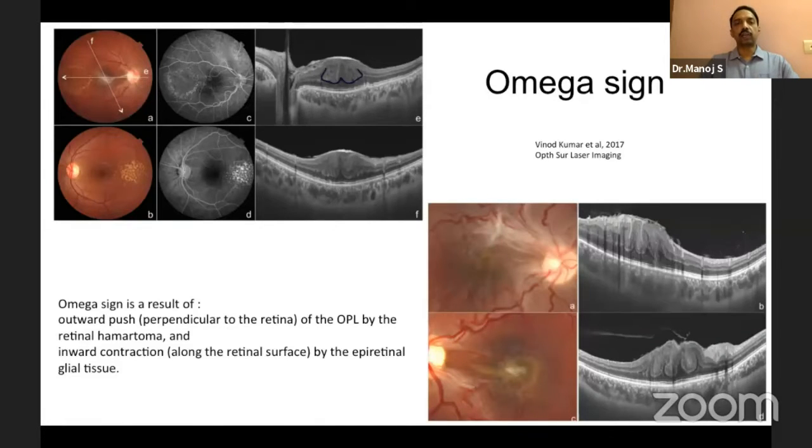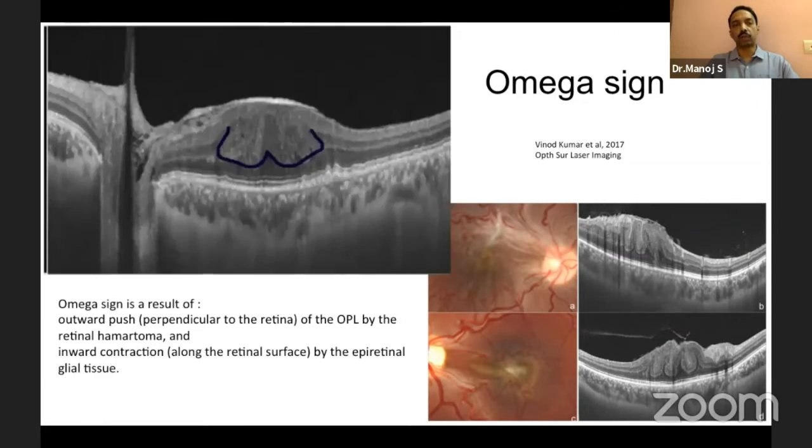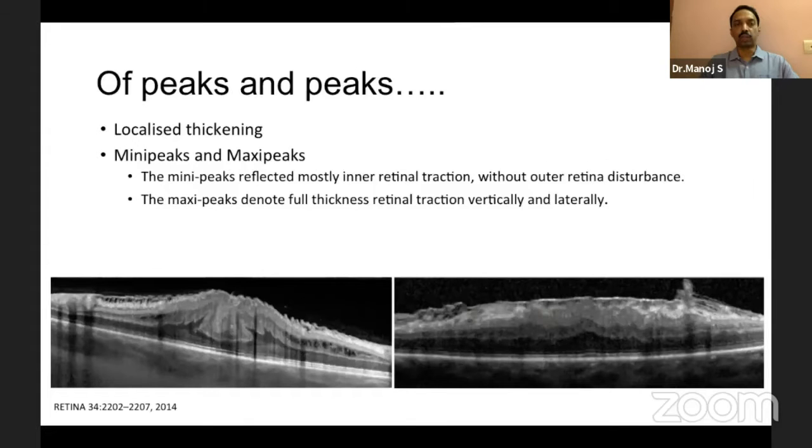So omega sign is a sign that is described recently, which helps you to differentiate this from the typical epiretinal membranes. Now this is an enlarged picture. Do you see the omega sign here? What essentially this means is that there is an outward push of the OPL by the retinal hematoma, and along with this there is an inward contraction along the retinal surface by the epiretinal glial tissue, and this leads to the typical omega sign.